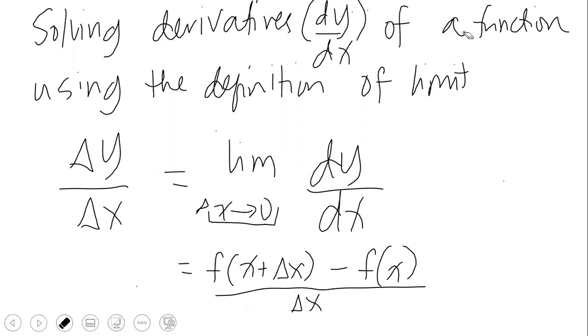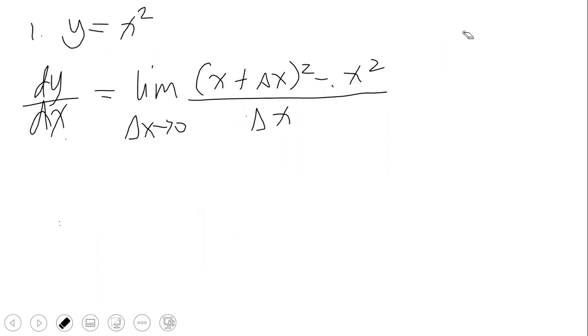So in simplifying, we will have the limit of the function f of x plus delta x minus f of x all over delta x as delta x approaches 0. Okay? Let's have number 1. So, gamitin natin itong notation. So, example, y equal to x squared. So, this will be dy over dx equal to the limit of the function, the quantity x plus delta x, quantity squared, minus x squared, all over delta x as delta x approaches 0.